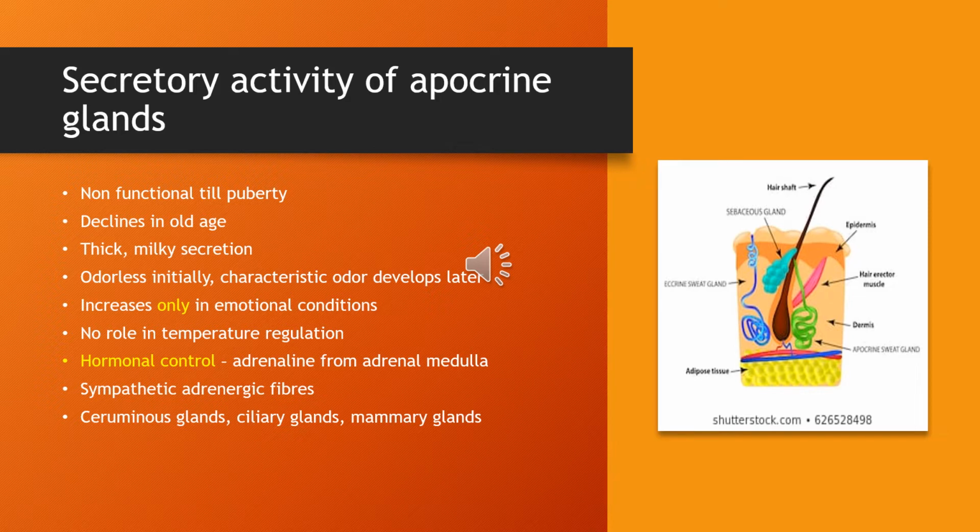And the secretion from these glands increases only in emotional conditions. That is, unlike the eccrine glands, it will not increase with the rise in temperature, and hence it has no role in temperature regulation by secreting sweat. And these glands are under hormonal control. That is, the adrenaline from the adrenal medulla causes secretion from the apocrine glands. And these glands are supplied by the sympathetic adrenergic fibers. The ceruminous glands in the external auditory meatus, ciliary glands in the eyelids, and mammary glands are modified apocrine glands.